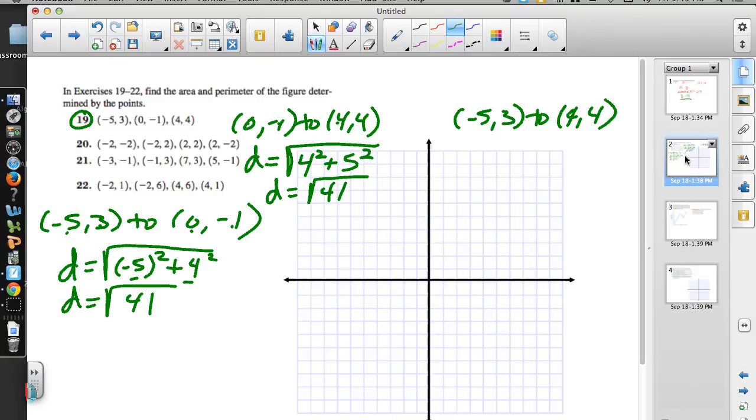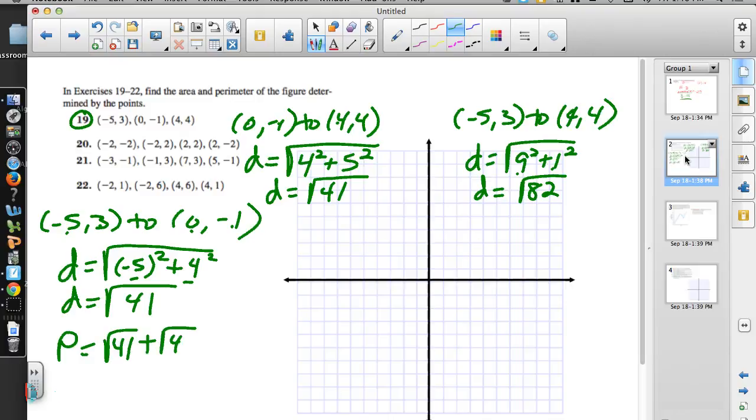And then we go to the last side. 4 minus a negative 5 will give you 9 squared, and 4 minus 3 squared will be 1 squared. So that's the square root of 81 plus 1, which is the square root of 82. Now, what do I need from there? Well, they wanted the perimeter. And the perimeter is what you get when you add all of those together.